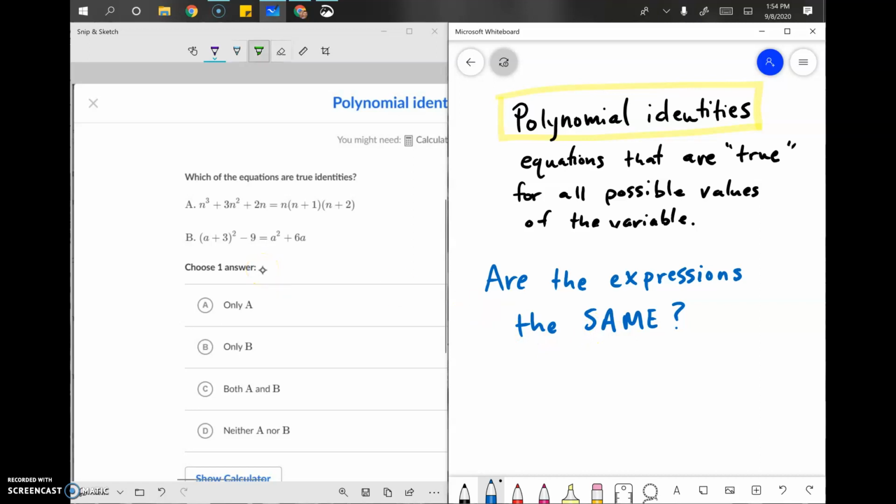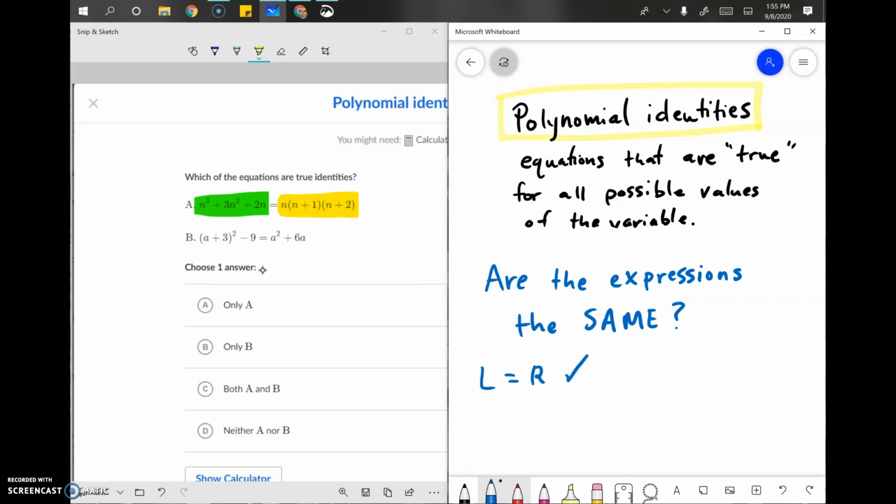So if you look at the first equation, it's giving us an expression on the left, n to the third plus 3n squared plus 2n. And it's saying, is that expression equal to this expression in yellow? Are those two the same expressions? What I mean when I say that is this. If the expression on the left equals the expression on the right, then it is in fact an identity.